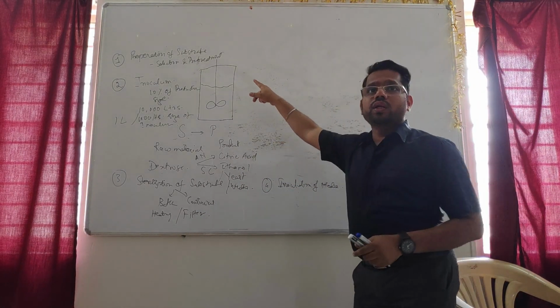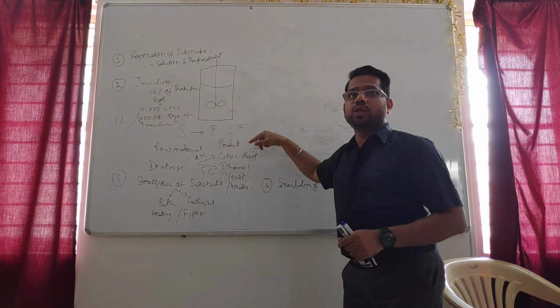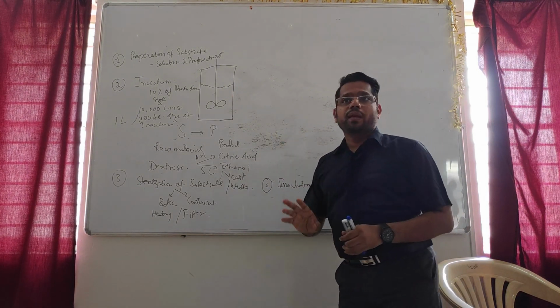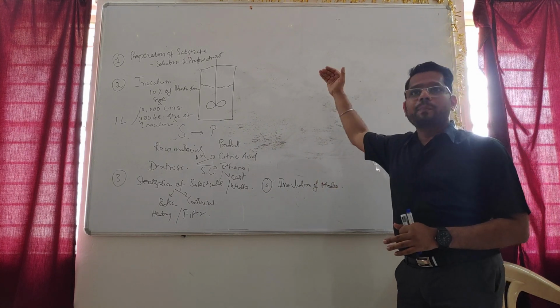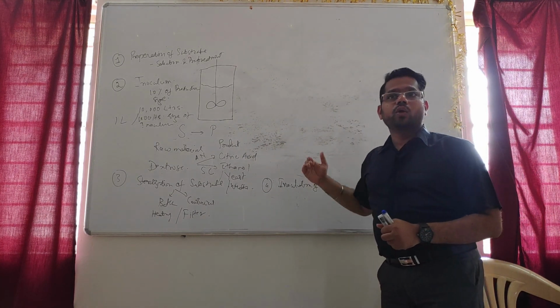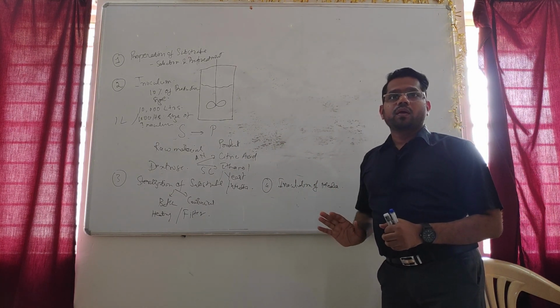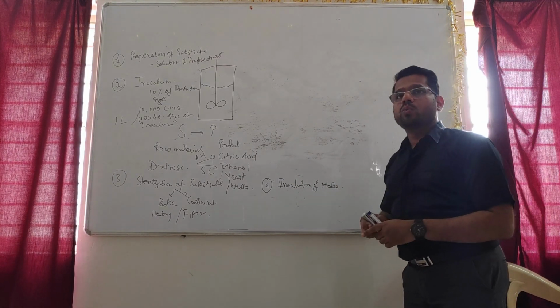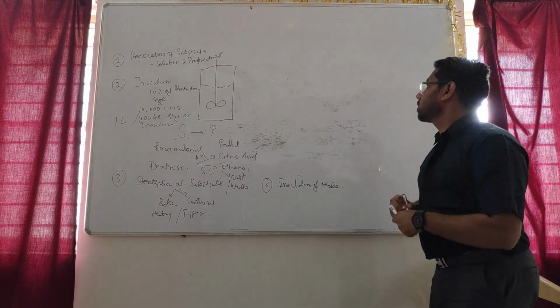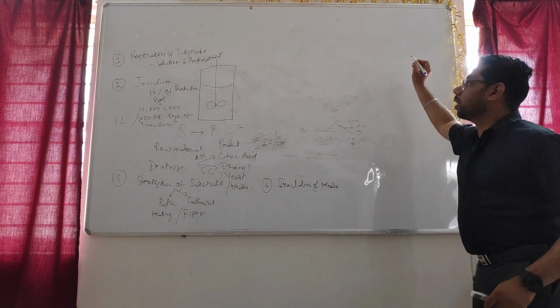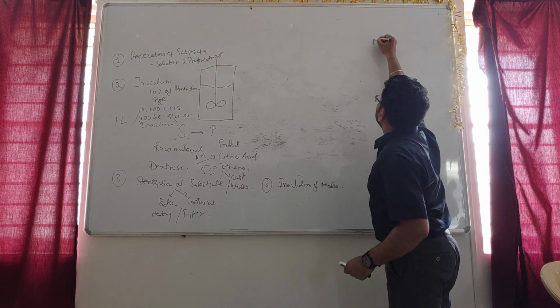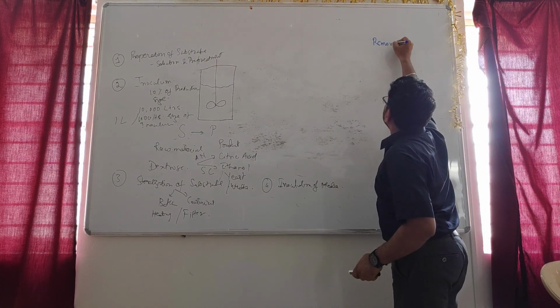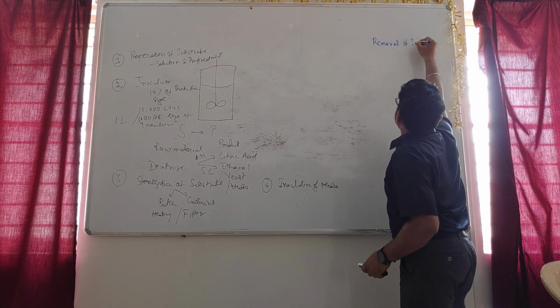Before understanding what are the different downstream operations you have to carry out to purify the product, let us first see the simple layout of different downstream unit operations. Okay, what are the different types of unit operations that can be carried out to purify a product. Fine. The first downstream operation that will be carried out is removal of insolubles.